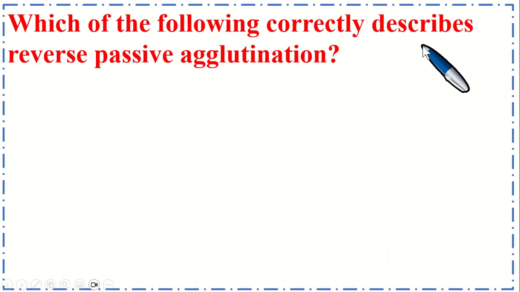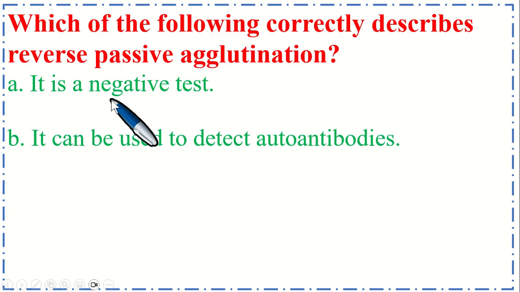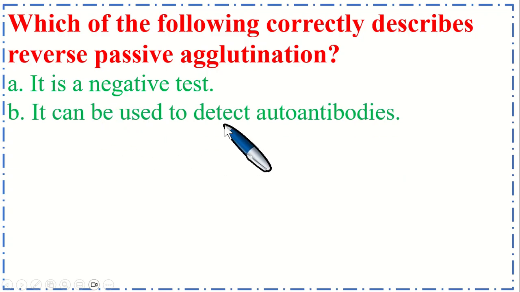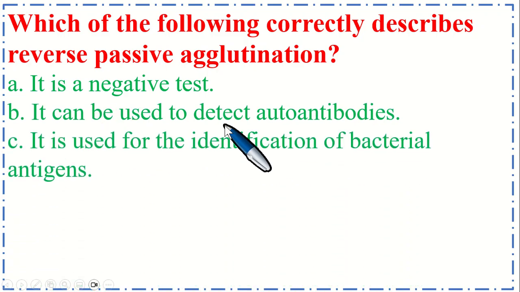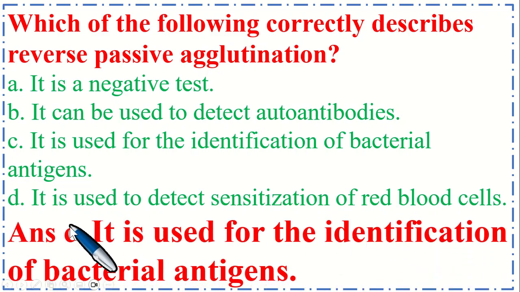Which of the following correctly describes reverse passive agglutination? Option A, it is a negative test. B, it can be used to detect autoimmune antibodies. And option C, it is used for identification of bacterial antigens. And option D, it is used to detect sensitization of red blood cells. So the correct option is C, it is used for identification of bacterial antigens.